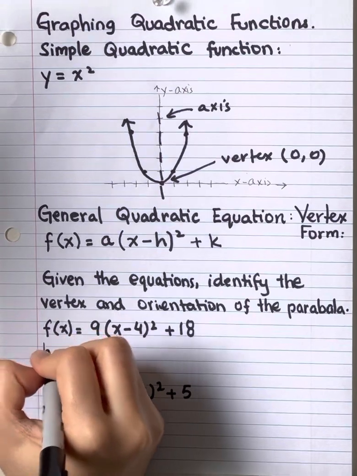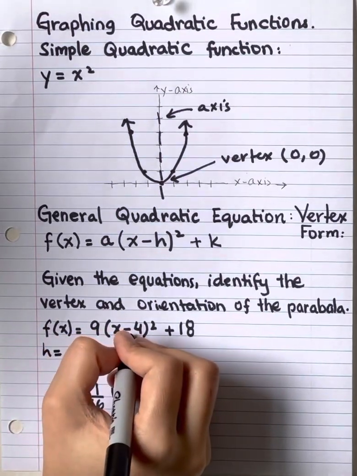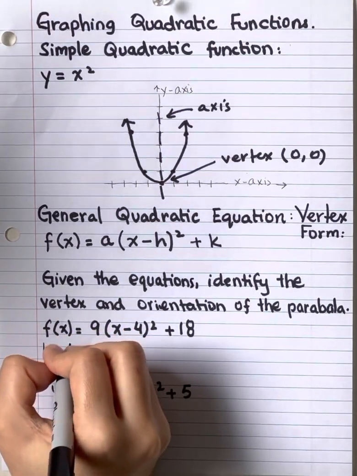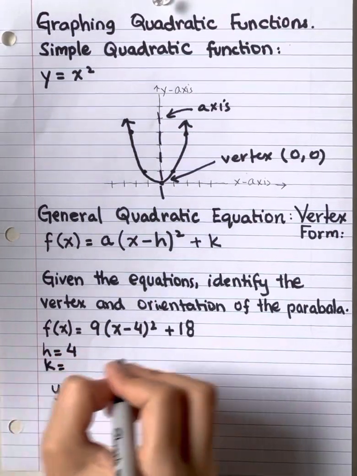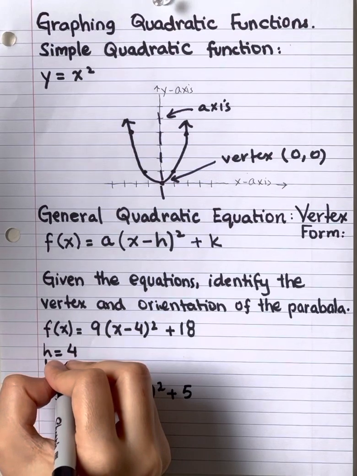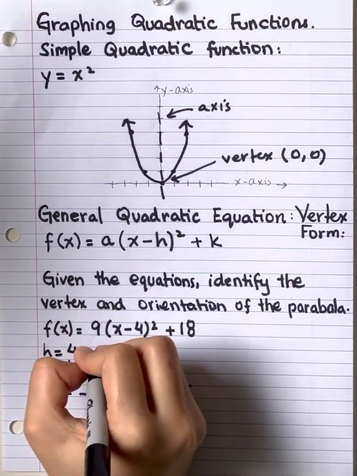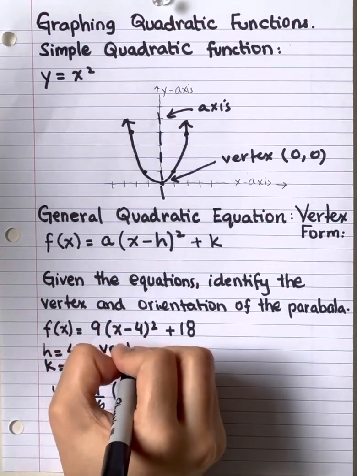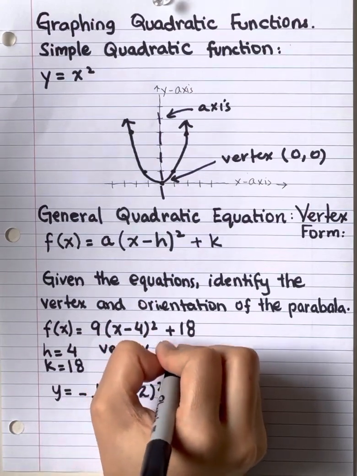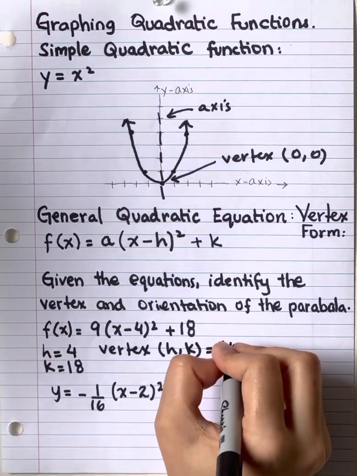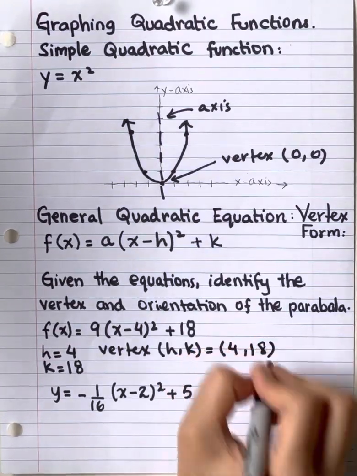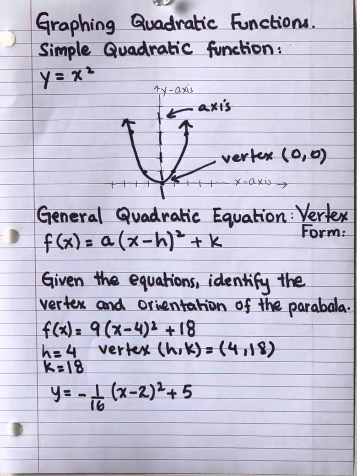So our h is plus 4 and our k is 18. So that makes our vertex, which is (h, k), equal to (4, 18).